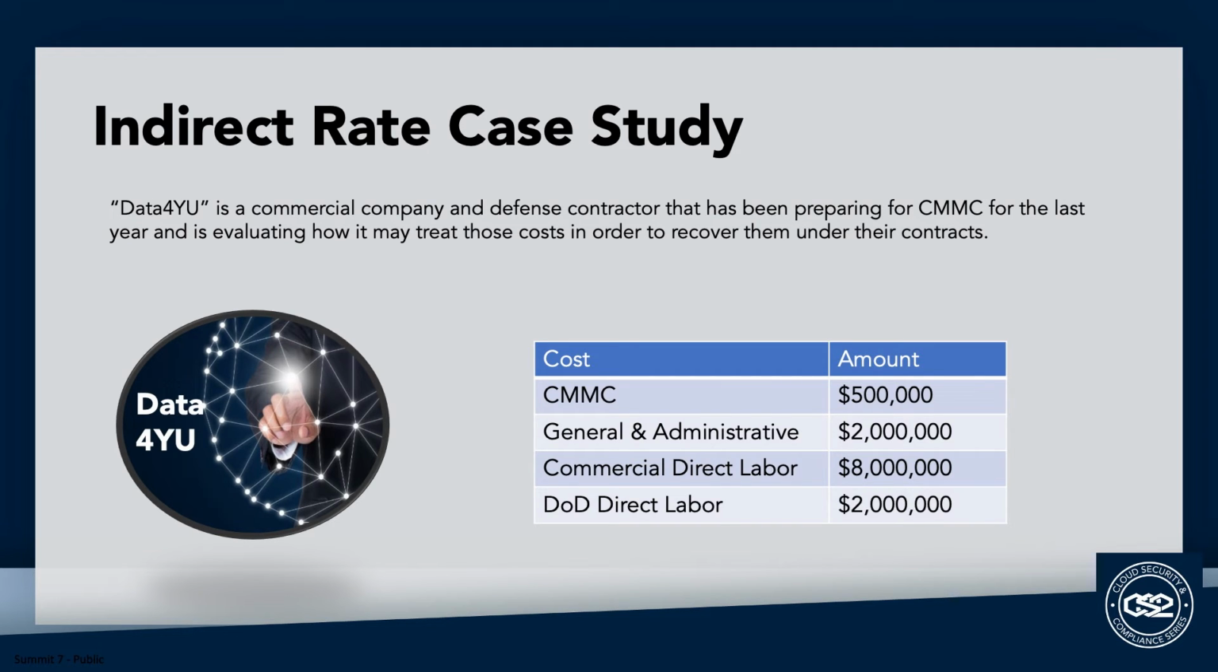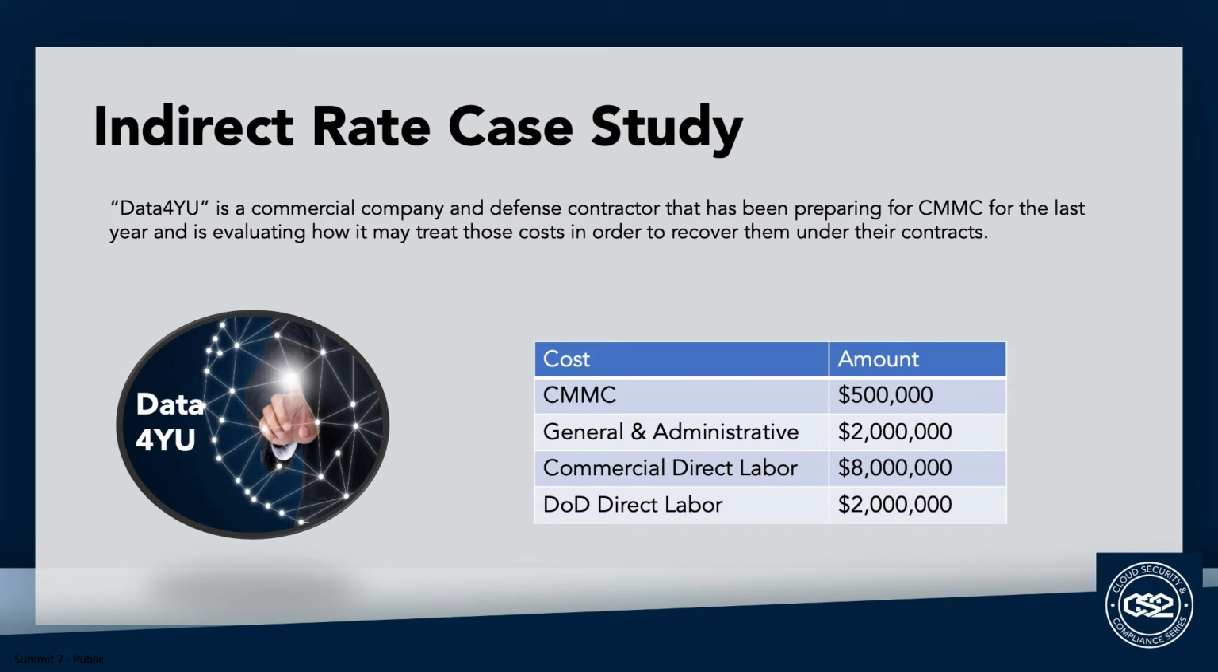All right, so here we have a company, Data for You. You can see they're a great company. They got a great logo there, certainly a marketing executive came up with that. And they are a commercial company and a defense contractor, and they've been preparing for CMMC over the last year. And they're evaluating how they should be treating these costs. And so to date, they've incurred $500,000 of CMMC costs, right? They're getting prepared. They've hired a new security manager. They've implemented NIST trainings. They've updated their firewalls. They've got a DLP software. They're rocking and rolling. They're feeling pretty good about it.